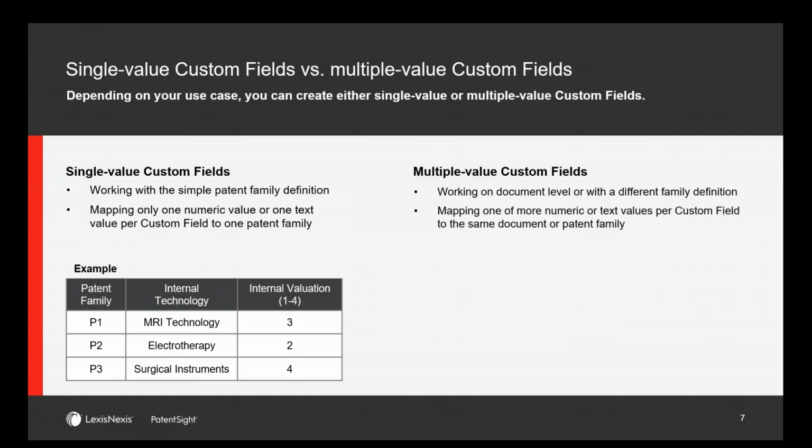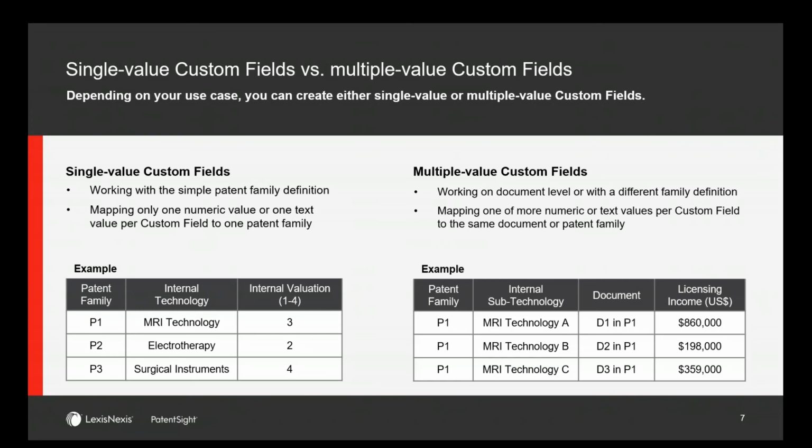Now, we also have multiple value custom fields. You might want to use these if you are working, for example, on document level. So if you have a list with patent documents, and you are not working on the simple patent family level, or you might have a completely different family definition than that of PatentSight, then multiple value custom fields might be the way to go here. And the most important thing about multiple value custom fields is that they serve to map one or more numeric or text values per custom field to the same document or patent family, actually.